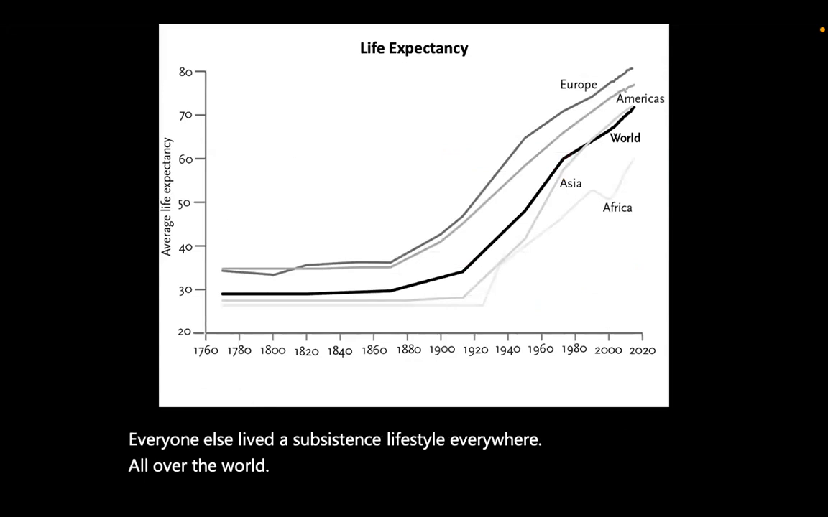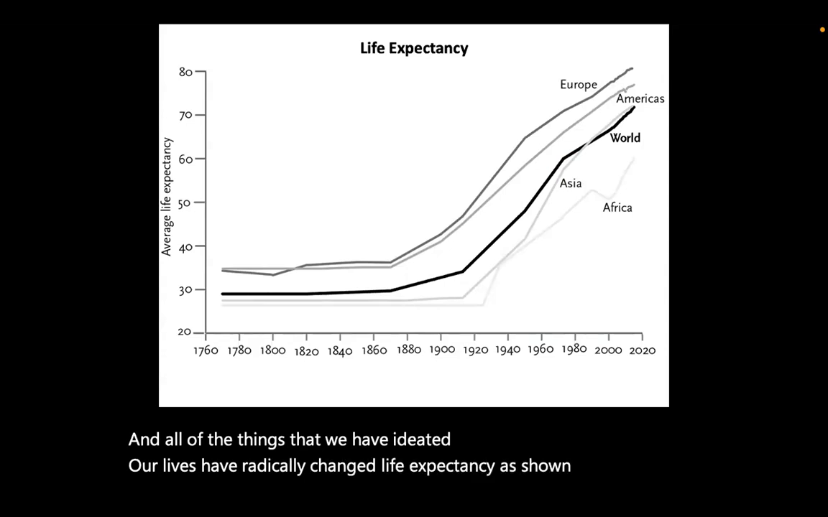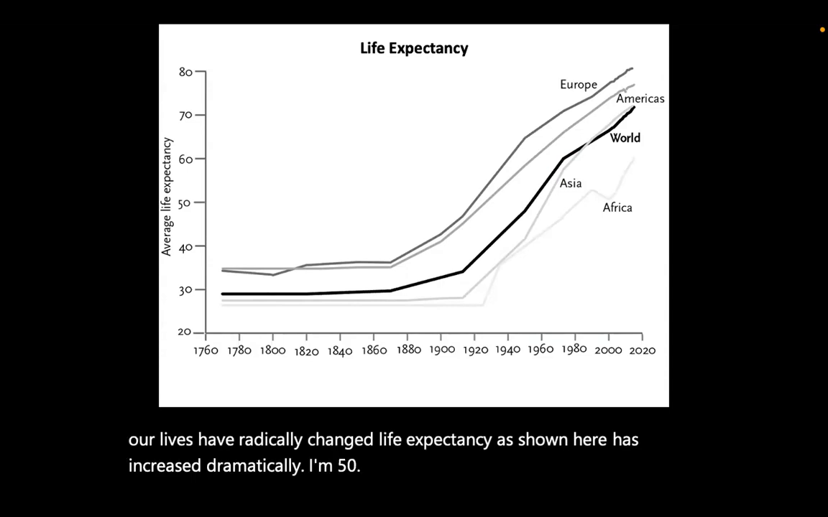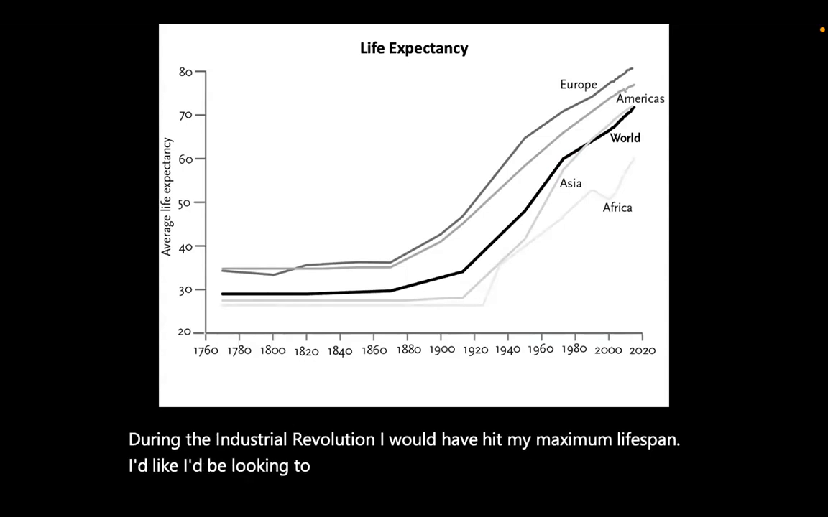Since the Industrial Revolution and all of the things that we have ideated, our lives have radically changed. Life expectancy, as shown here, has increased dramatically. I'm 50. During the Industrial Revolution, I would have hit my maximum lifespan. I'd be looking to die, seriously, right?